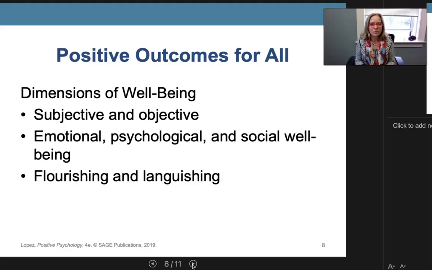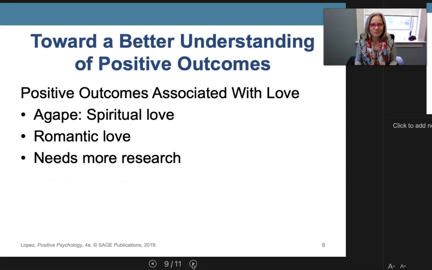When we think about well-being, we want to think of the emotional part of that, just my momentary mood, my psychological, how I'm feeling about it, and social, how am I interacting with others. The opposite of flourishing, meaning you're doing as well as you possibly can, is languishing. You're not doing so well. And so we want to think about how can we promote flourishing, not just get rid of languishing.